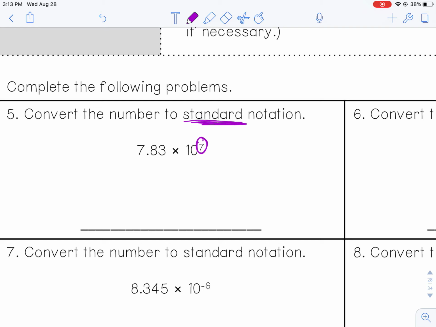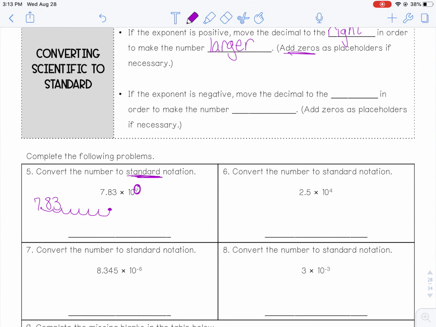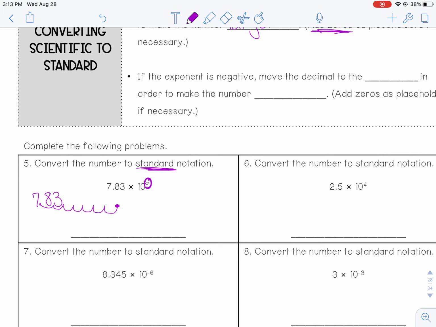So if I'm looking right here, I'm going to rewrite my 7.83 because I want to have plenty of room. I'm going to count 7 jumps. 1, 2, 3, 4, 5, 6, 7. 7 jumps total. I'm not just adding 7 zeros. I'm moving that decimal 7 times. It says to add zeros as placeholders. So I do have all these empty spots. So I am going to fill those with zeros. And that is going to be my answer.